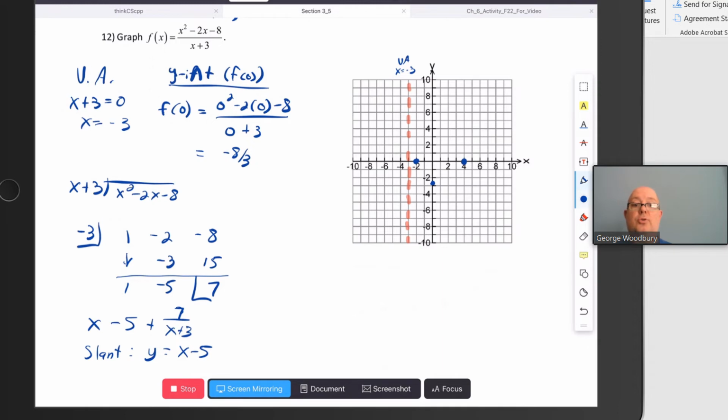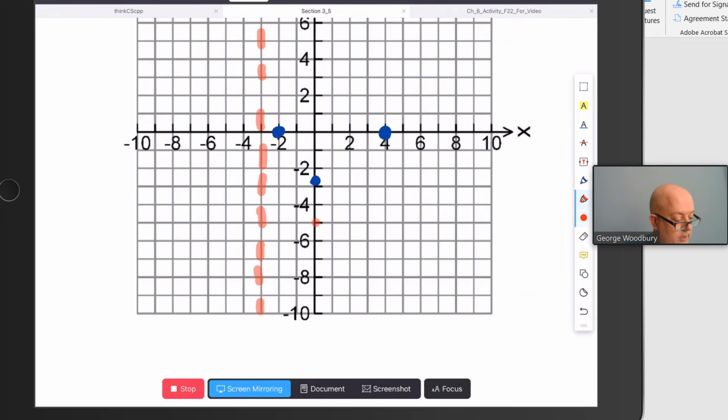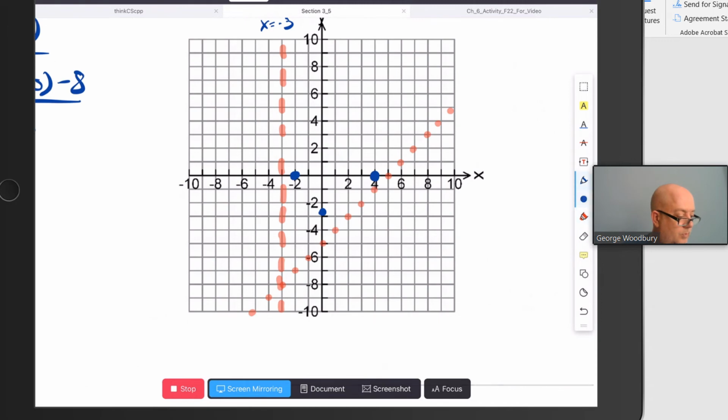So that goes through the y-axis at negative 5 with a slope of 1. So negative 5, its slope is 1. Use the opposite pattern going to the left. So again, that's the slant asymptote, y equals x minus 5.